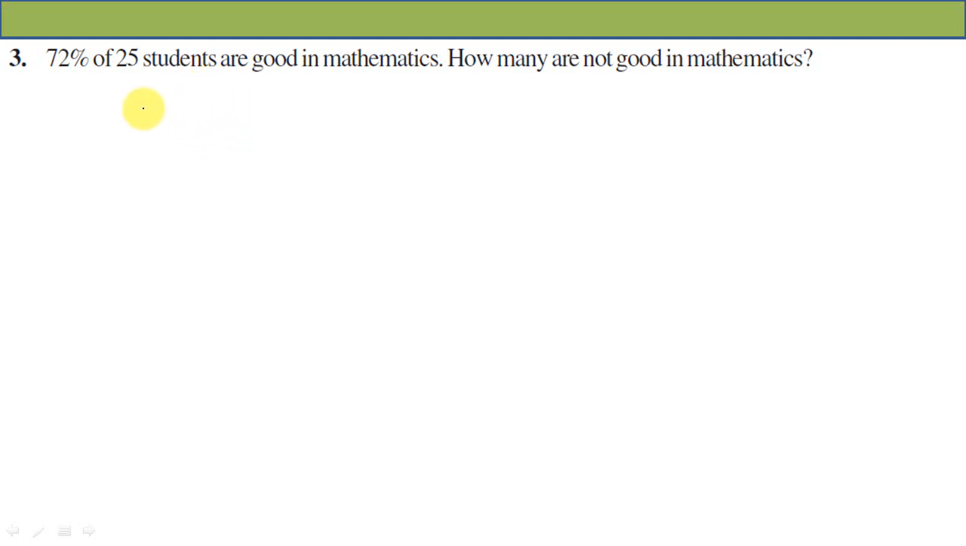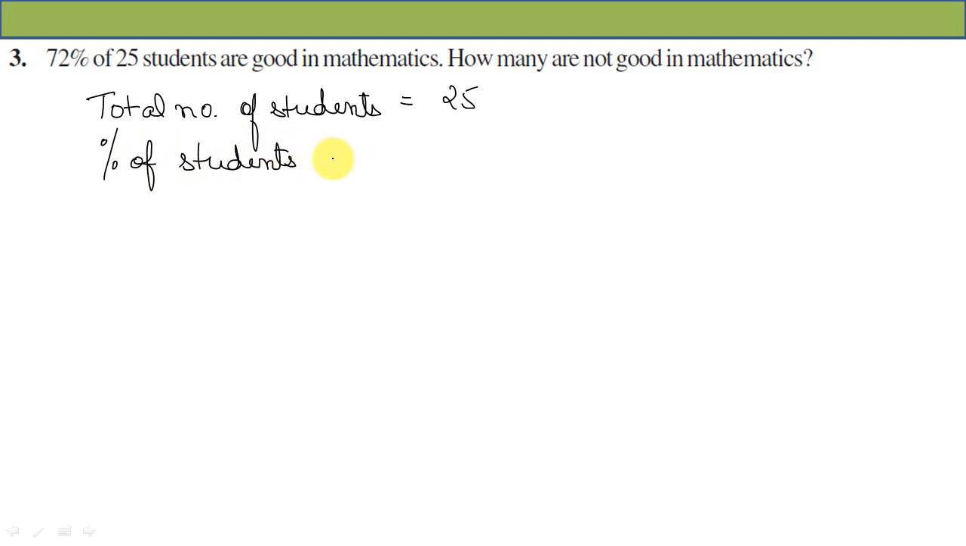Now let's first write down the first statement, which will be total number of students. There are 25, right? There are 25 in numbers. Then what is given to us? Percentage of students good in mathematics. So it is 72%.